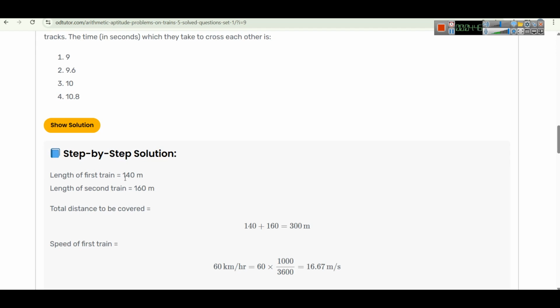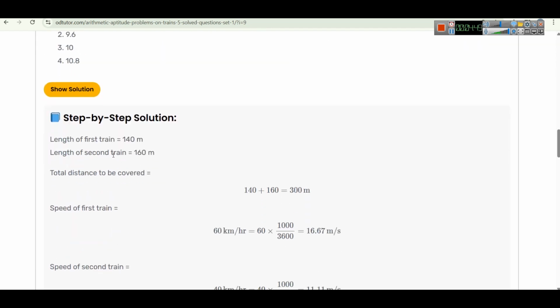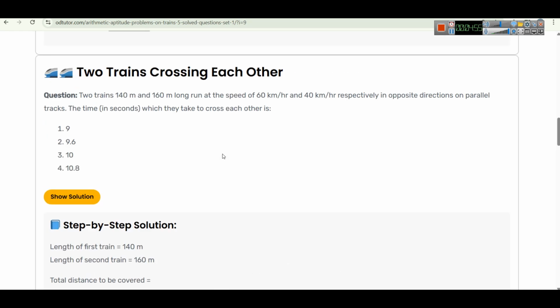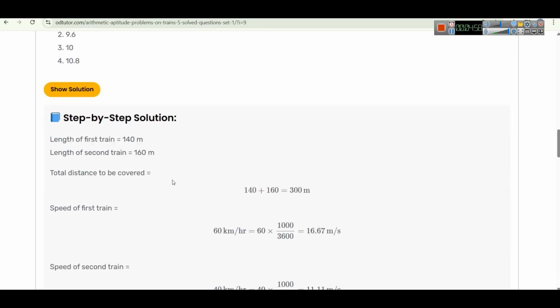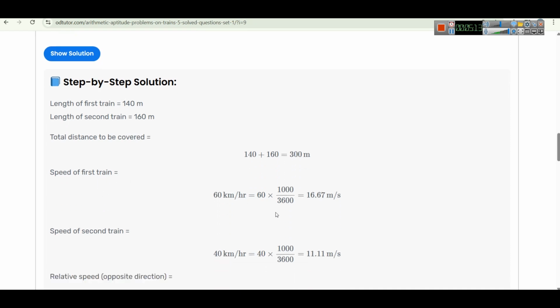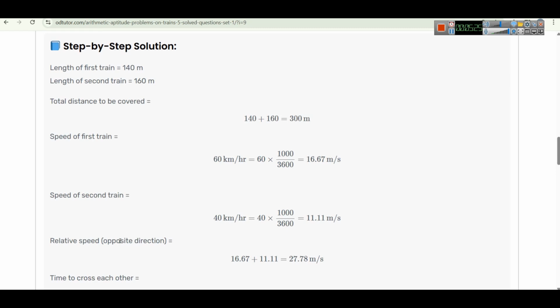The length of the first train is 140 meter. The length of the second train is 160 meter. So add them because they are crossing each other in opposite directions. We add the lengths, 140 plus 160, which is 300 meter. This is the total length. The speed of the first train is 60 kilometer per hour, which is 16.6 meter per second. The speed of the second train is 40 kilometer per hour, which is 11.11 meter per second. So their relative speed, because they are in opposite directions.